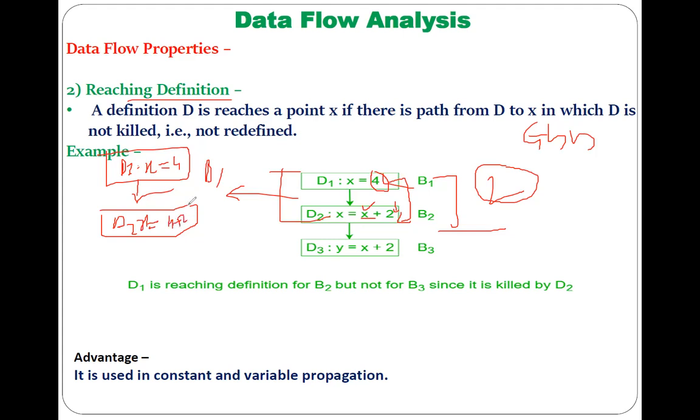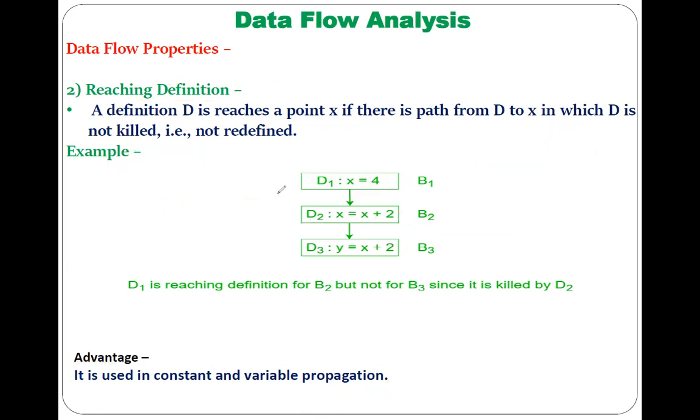Which constant are you propagating here? 4. You can propagate the constant when you know that this 4 is not getting changed until it reaches b2. And how can you know that? You can know it from the reaching definition concept. Understood. And that is the reason it is advantageous in which optimization? Constant propagation, or constant variable propagation. Understood. So that is the advantage of the reaching definition property of data flow analysis.